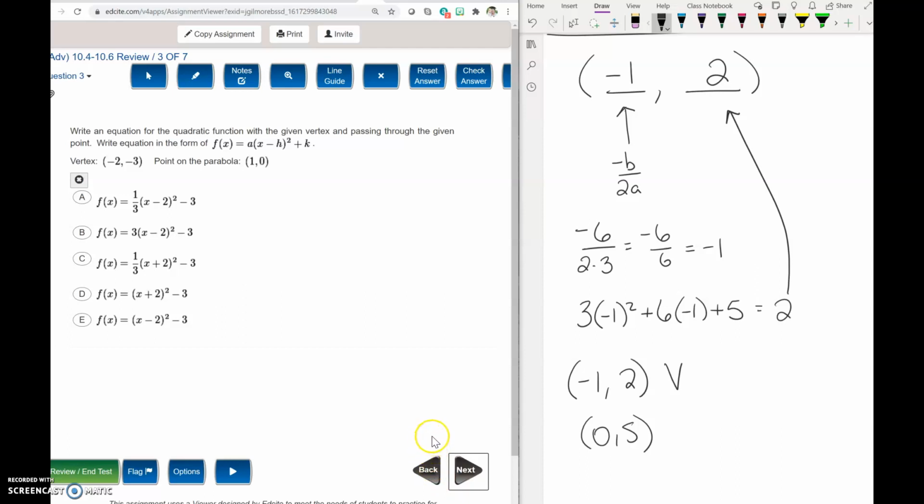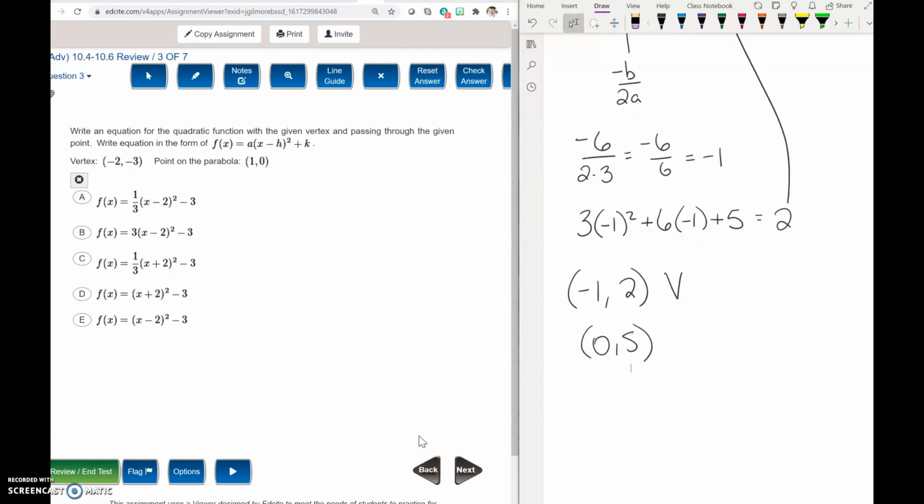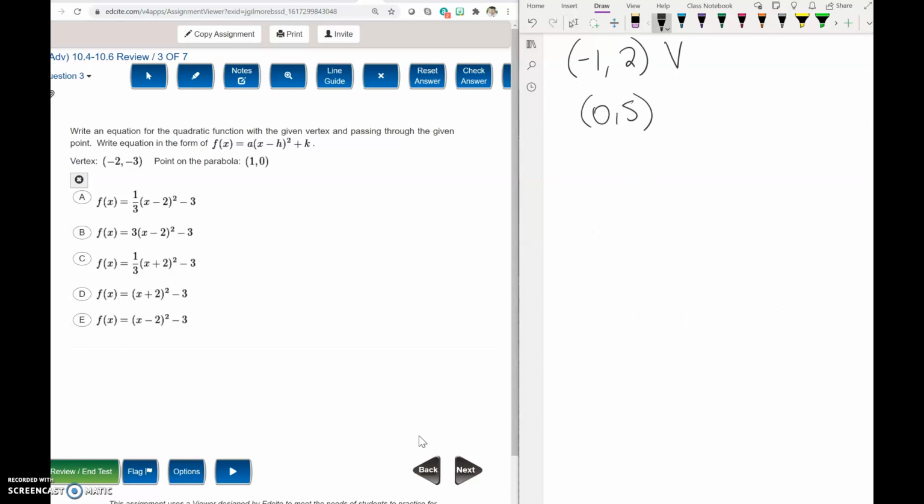Write the equation for the quadratic function with the given vertex passing through the given point. Okay, so basically we are using, remember, f of x is the same as y.